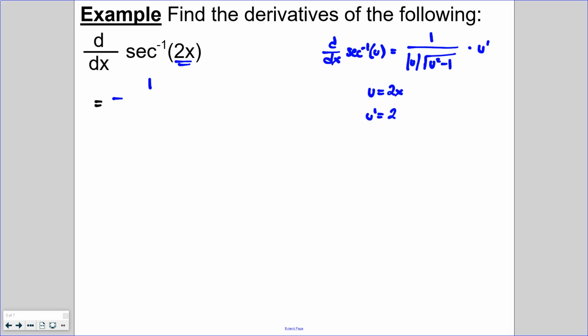So we're going to have 1 over the absolute value of the inside, which we said was 2x, times the square root of the inside squared minus 1, and we said the inside was 2x, and then we have to multiply by the derivative of the inside, which we said was 2. All right, now it's just time to simplify and move on. We'll take the whole number, we'll multiply it to the numerator.